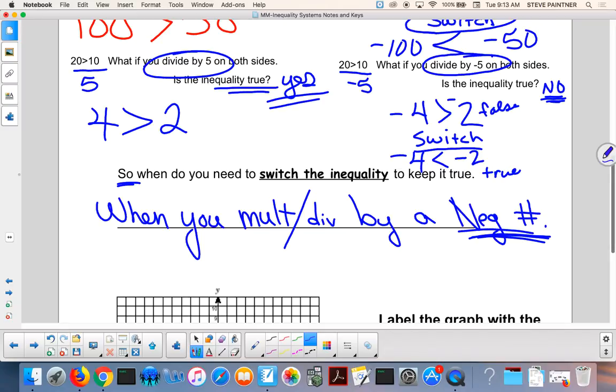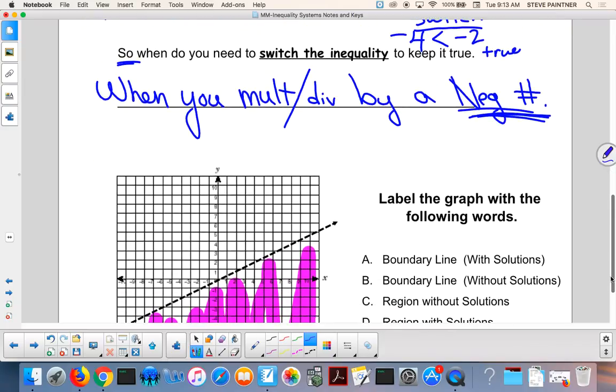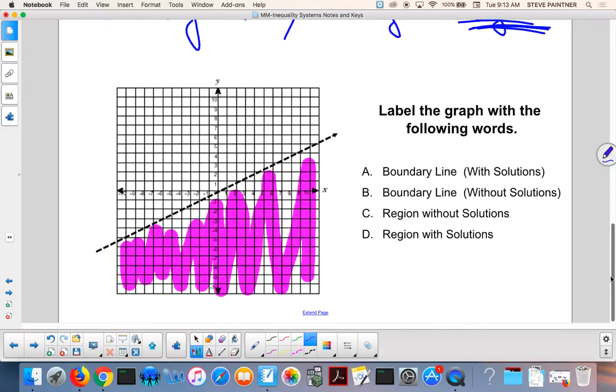Okay, the last problem on this page is nothing more than, can you look at that picture and fill it in with A, B, C, or D? Here's what A says. Find the boundary line that has solutions. Find the boundary line without any solutions. And then this C is, give me the region without solutions, and give me the region with solutions. Okay? Okay, so you're looking. Go for A or B. I'll give you a hint. One of them's not there.